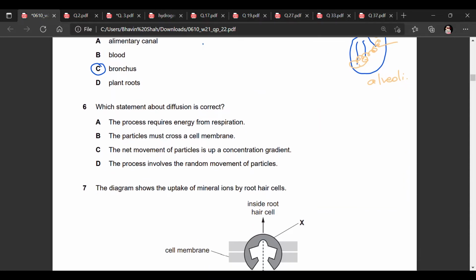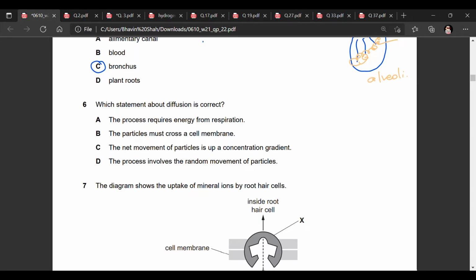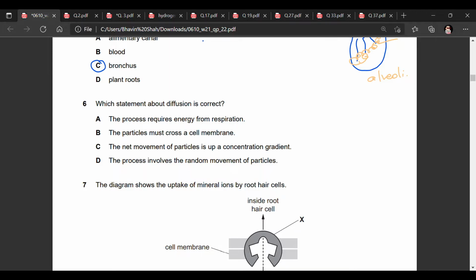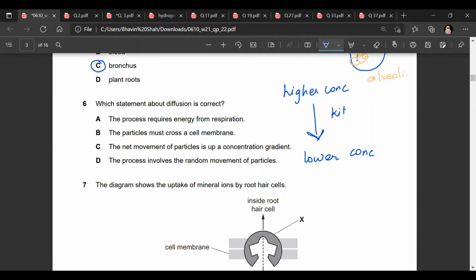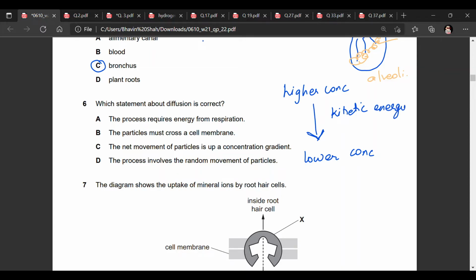Okay, now which statement about diffusion is correct? So diffusion, if we remember the definition, diffusion is the movement of ions from a region of higher concentration to a region of lower concentration, down the concentration gradient, until an equilibrium is reached. This is a random movement of particles. Why are the particles moving? Because of the kinetic energy, right? The closer they are, the more the collisions will occur, more kinetic energy is going to be created and they are going to be drifted apart.